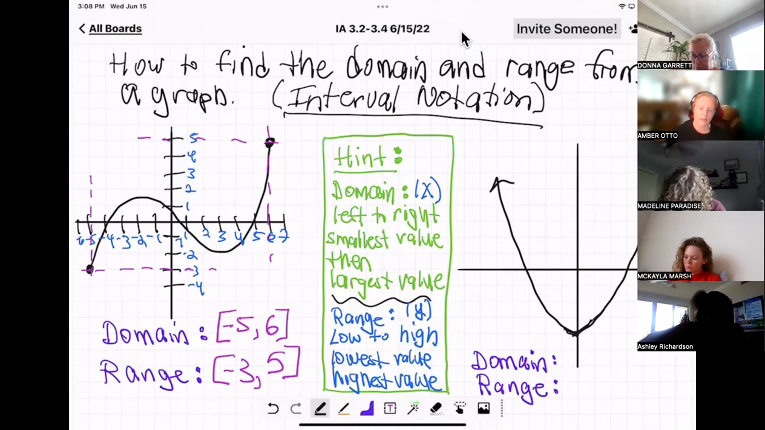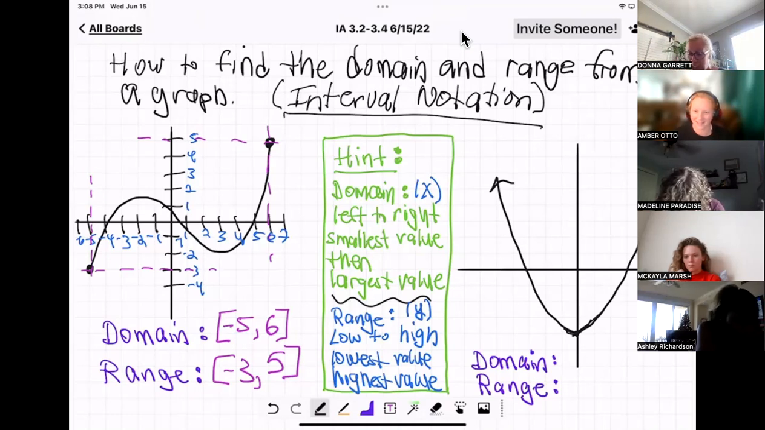So in that case, would it still be a bracket, or would it be the parenthesis? That's why I didn't want to put a point. It's still equal to, because it's going through that point. So it's definitely a bracket. Yeah, you figured out exactly why I didn't want to do a point.